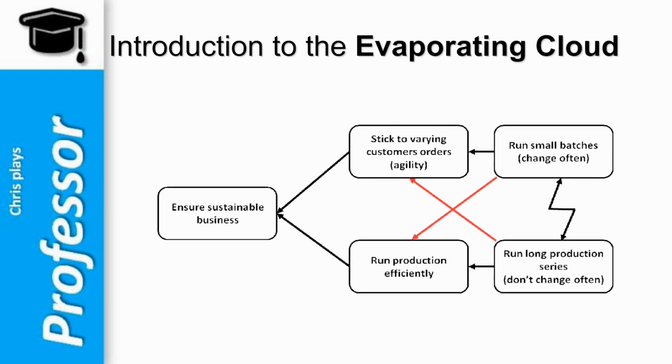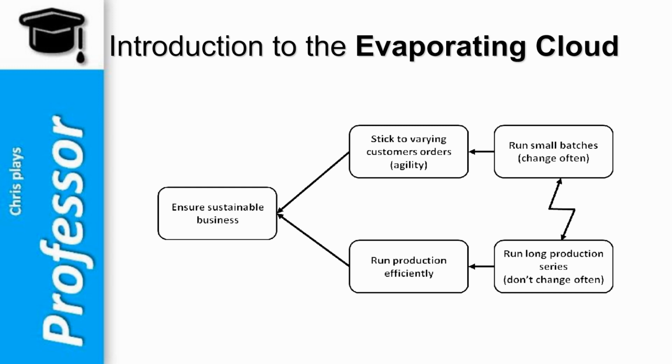Change often endangers running production efficiently, and running long production series endangers adherence to the varying demand. Now that the scene is set, it is time to explore the underlying assumptions. For each arrow, we must ask the subject matter experts to justify why there is a necessity relationship between entities.